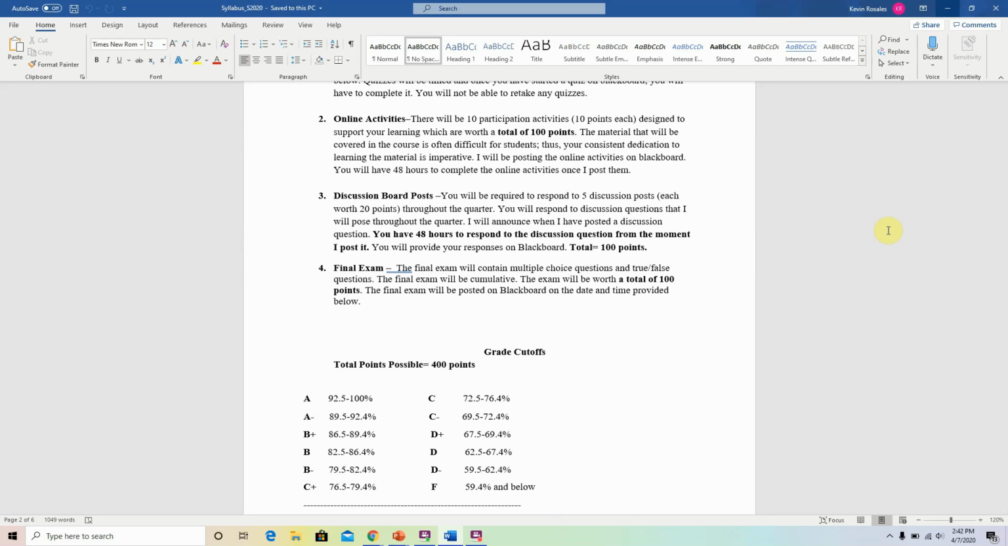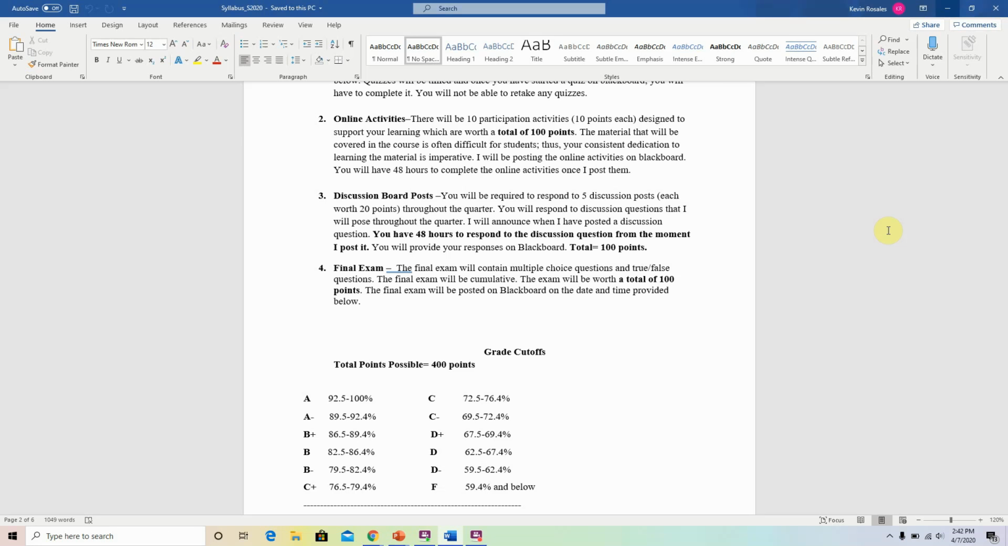There will be a total of five discussion posts throughout the quarter. Each of these will be worth 20 points. You will respond to questions that I pose to you guys on Blackboard. I will make sure to send out an email once I've posted both the online activities and these discussion board posts, just so you know. For this, you will also have 48 hours to respond to the question. But keep in mind that these are different from the online activities, mainly in terms of the depth of response that is required from you. So it is not enough with just giving a yes or no answer. It is not enough with just saying yes, I agree, or no, I don't agree.